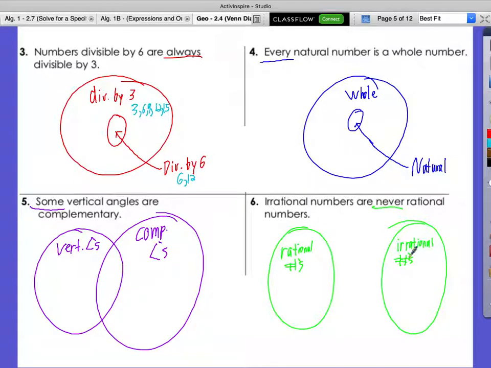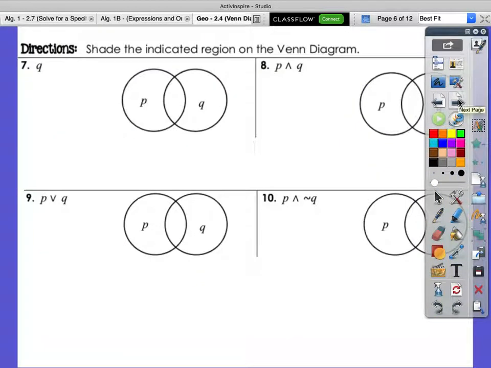Let's go right below this. Now we're going to practice shading it. We're going to practice shading these in diagrams for what it's talking about here. I think this might help us make a little more sense after a bit. At first it might be confusing.